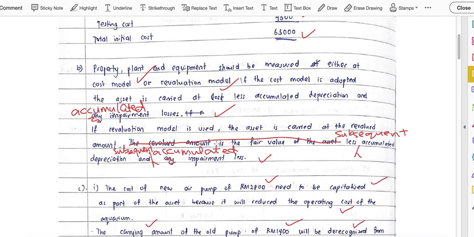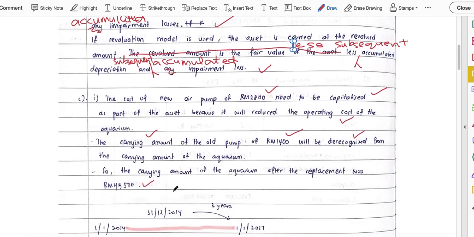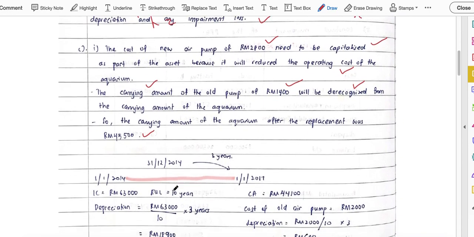Okay, you don't have to put this word. At the revalued amount less, you need to have subsequent, because subsequent means the new calculation of depreciation based on the new value. Less subsequent accumulated depreciation and subsequent accumulated impairment loss. So those are the two methods for measuring the PPE.